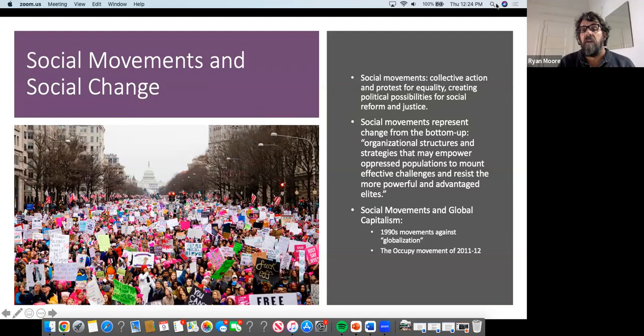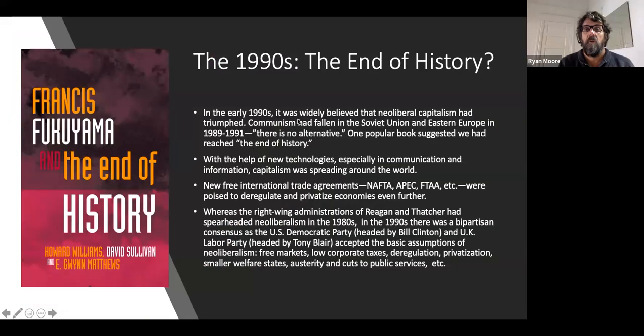So in the slides ahead, we'll be looking at social movements and global capitalism, from the 1990s movements against globalization to the Occupy movement of 2011, 2012. We have to set the stage by going back to the larger context of the 1990s, in which it was widely believed that neoliberal capitalism had triumphed around the world, and that this was now the only game in town.